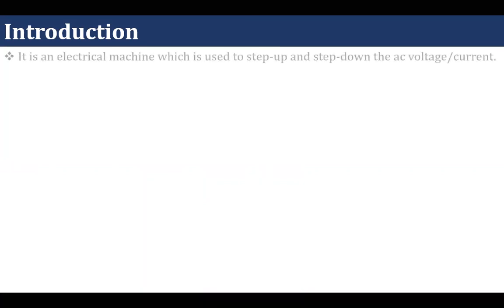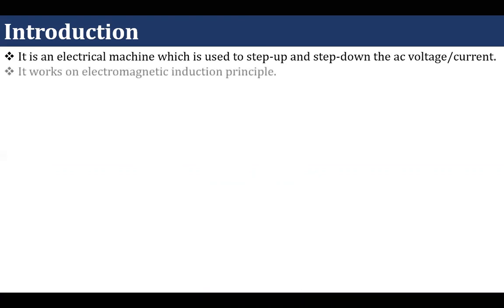Let us define transformer. A transformer is an electrical machine which is used to step up and step down the AC voltage or current. It is an electrical machine. We know that in electrical engineering we have three different types of machine: motor, generator, and transformer. It works on the electromagnetic induction principle. In coming lectures we are going to deal with it.